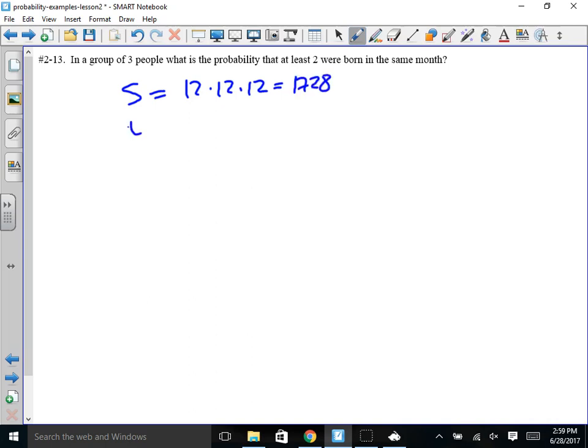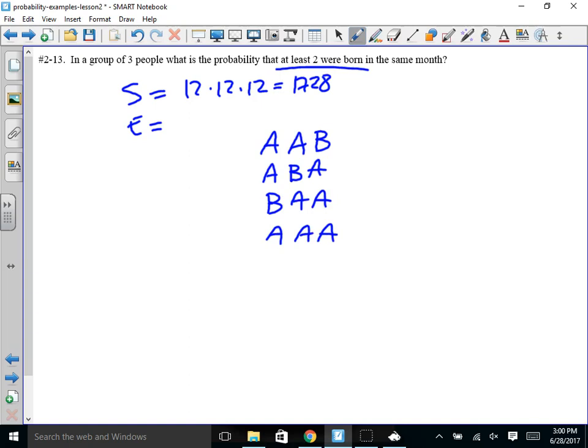But what if for the event space we look at the number of ways that at least 2 share the same month? Okay, I'm going to represent that in different ways. Let's say that A represents one of the months. We could have this situation: the first person and second person share the same month, but the third person doesn't, right? But it could also be ABA, or it could be BAA, or it could be AAA.